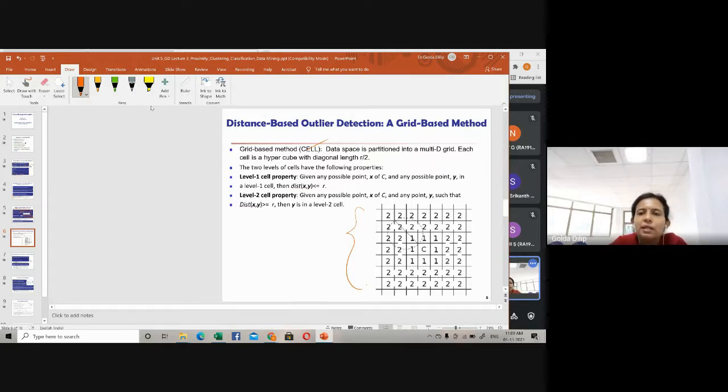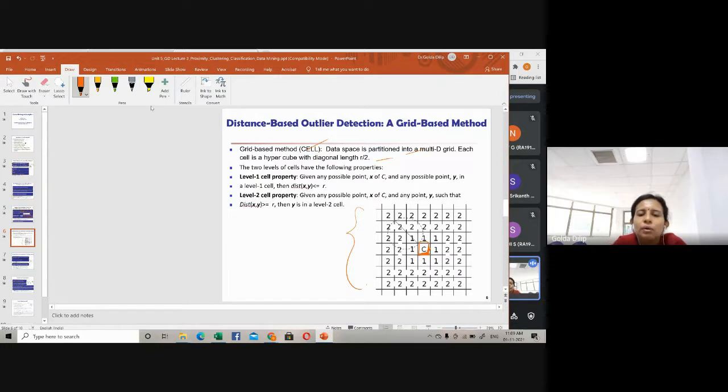You can see here the data space, a two-dimensional data set, partitioned into a multi-dimensional grid. Each cell in the hypercube has a diagonal length of r by 2. This is showing a portion of a grid from a two-dimensional data set. The length of each edge of the cell is what is mentioned here, r by 2. Let's consider this particular cell, C.